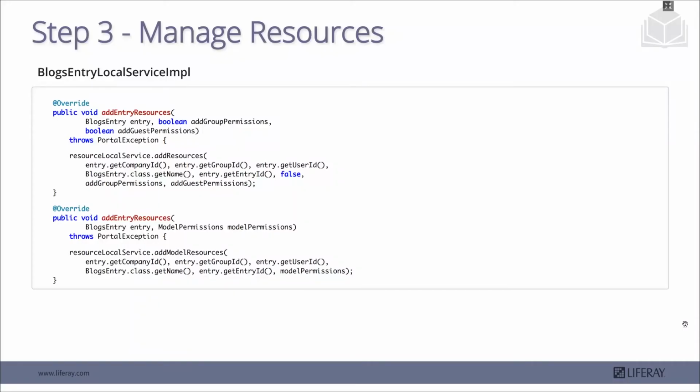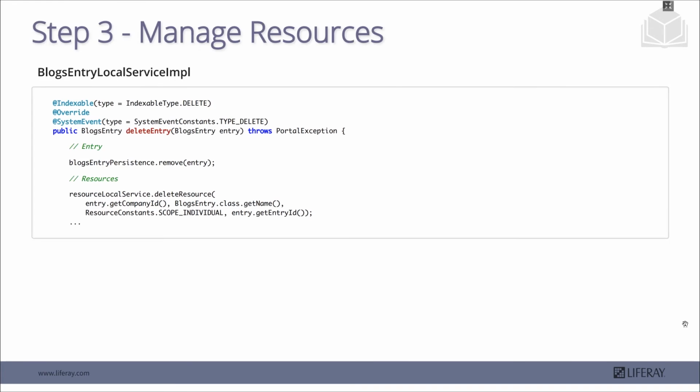So this is what it's going to look like. You'll see the call to the resource local service to add a resource, and we're going to be passing a bunch of parameters. You'll also see the same thing in the second method call, to add the model resource as well.